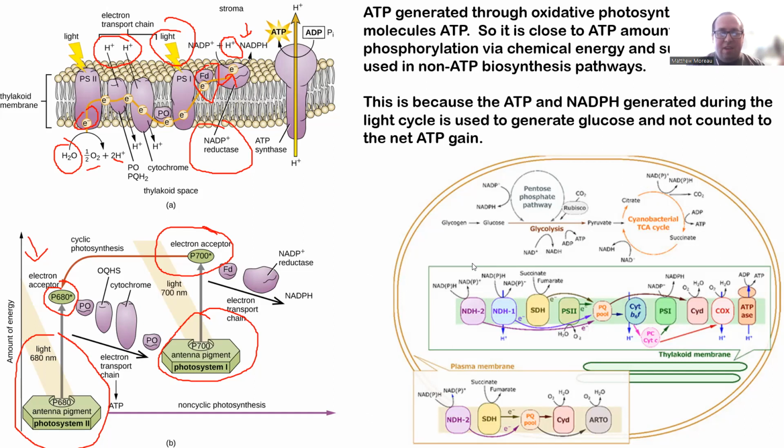So these hydrogens that are created intracellularly are sent to ATP synthase, just like we have with chemoheterotrophs. The difference here is instead of creating an extracellular hydrogen gradient, we're creating an intracellular hydrogen gradient. So this is inside the cell.